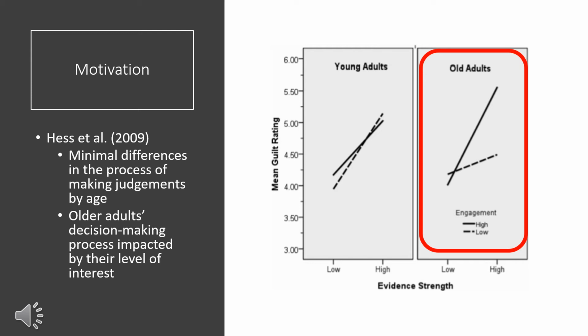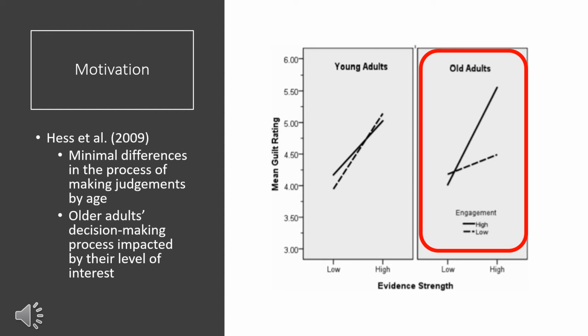Surprisingly, researchers found that there were minimal differences between older adults and younger adults in how they processed the making of their judgments. However, they found that older adults were less likely to engage with complex information when they had little interest in the task. As you can see in the graph on the right, older adults' performance was significantly different depending on how engaged they were in completing the task.